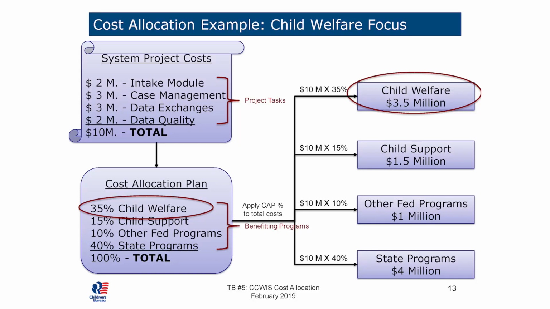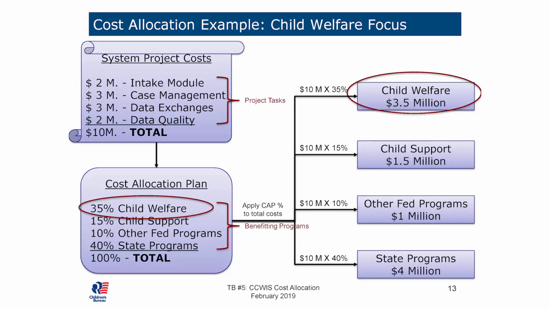If the funding is limited to Titles 4B and 4E, the APD is only submitted to the Children's Bureau. For instance, your system is a standalone CCWIS. If your system is funded by other federal programs in addition to Titles 4B and 4E, your system is most likely an enterprise or multiple program system.